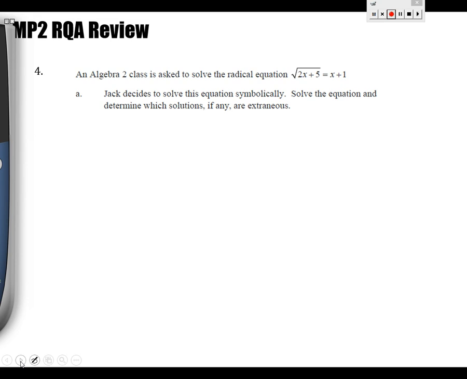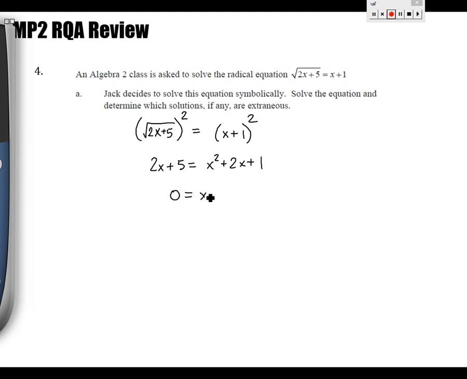Okay, let's do what Jack would have done and solve this symbolically. So I might start by, if I was Jack, squaring both sides to get rid of the square root. It's already conveniently in that form. Careful when you're squaring the x plus 1. I'd move everything over and collect terms on one side. This is convenient. That 2x goes away.